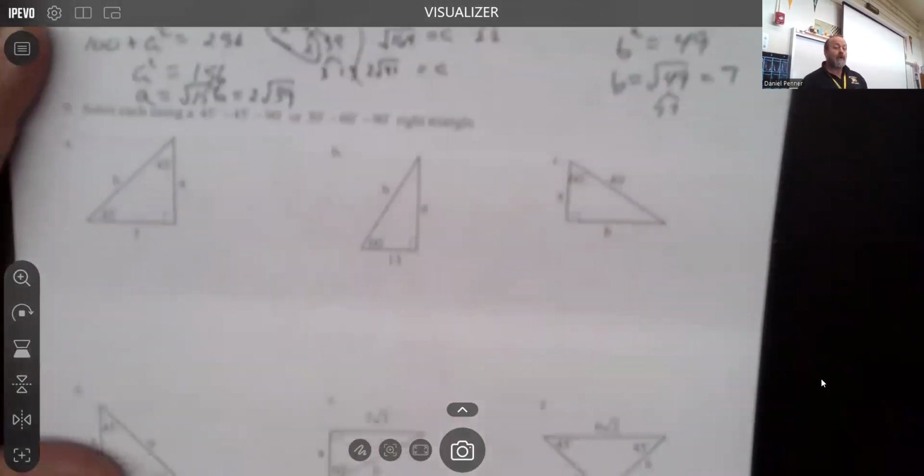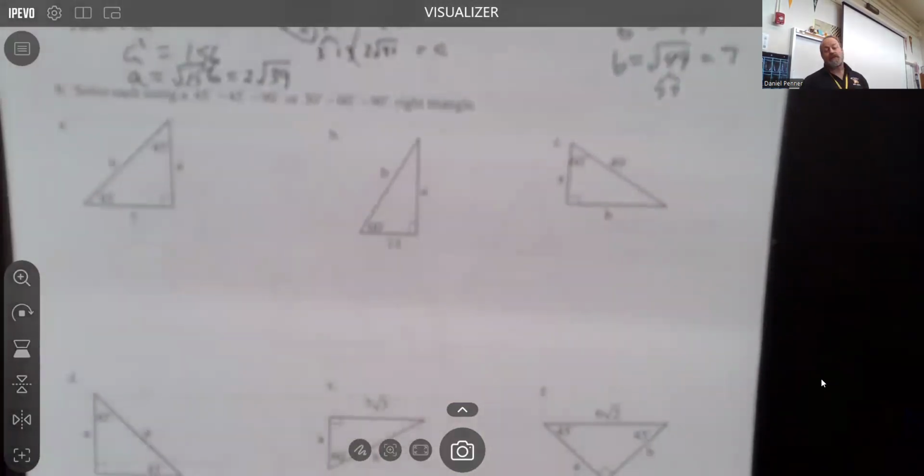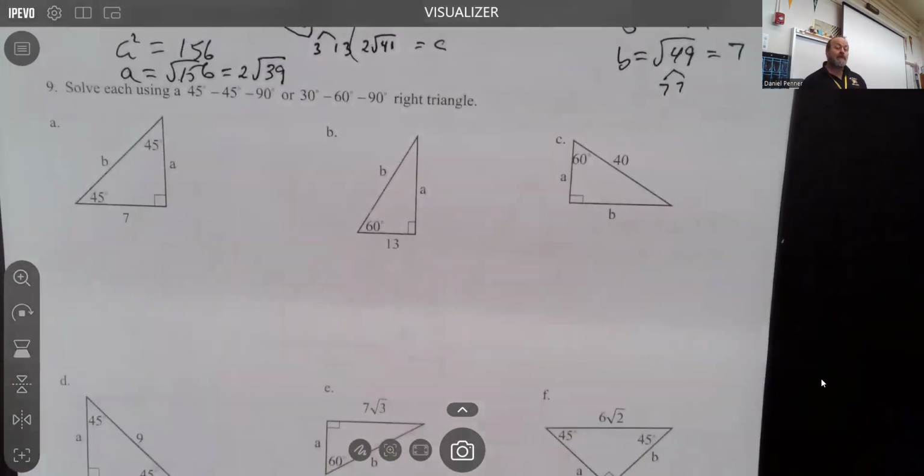Okay, moving on to number 9. Now, again, I'm going to go quickly. I'm not going to teach this topic. If you would like to know how to do this topic because you really, really struggle with this, there's a separate video where I went over the basics of this. I'm just going to go quickly through these because we have discussed this a lot. So again, please refer to the other video if you do not know how to do 45, 45, 90s or 30, 60, 90s. So that being stated, I'm going to go fairly quickly.